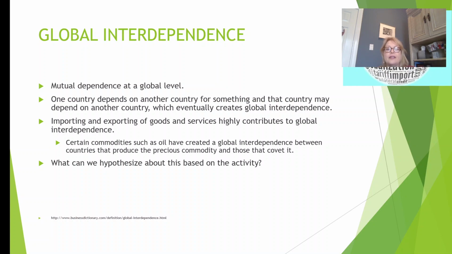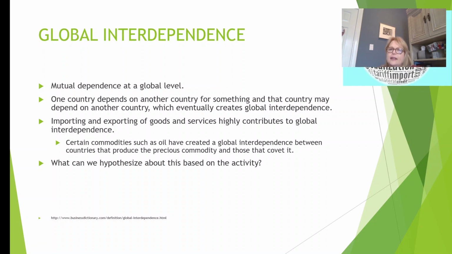So what can we hypothesize about this based on the activity that you are going to do about where things come from? I'll give you some answers. If we were doing this in class, I would have had you do that activity while we were in the middle of this lecture, but let me just talk to you about it. You're going to find out that there are countries that don't have a lot of things to export, and because of that, they don't have a lot of money, because the way that you get money is you export something to another country and they pay you for it.